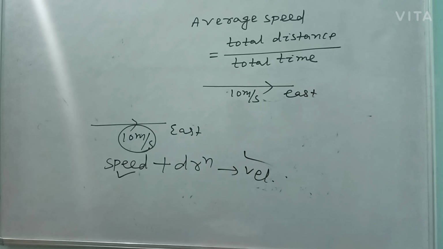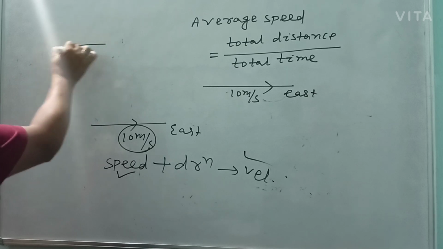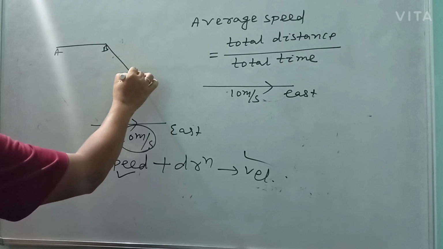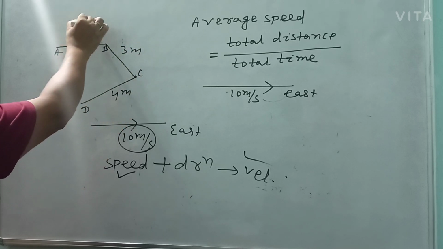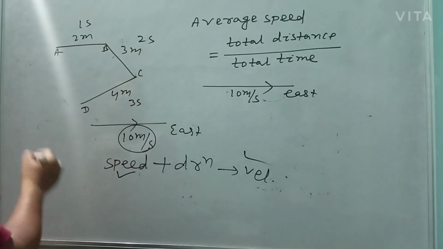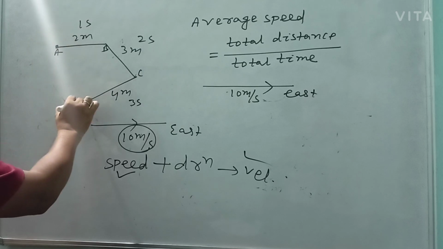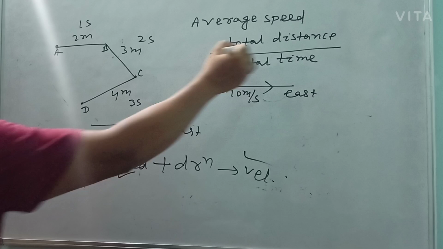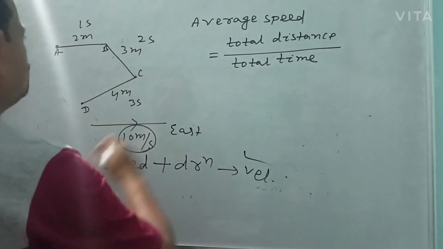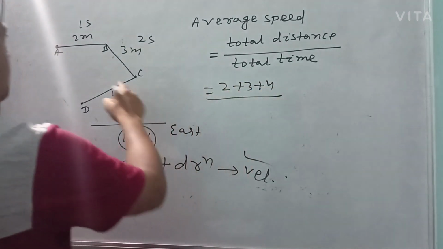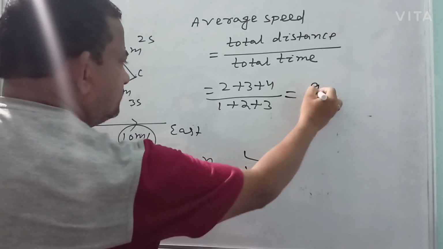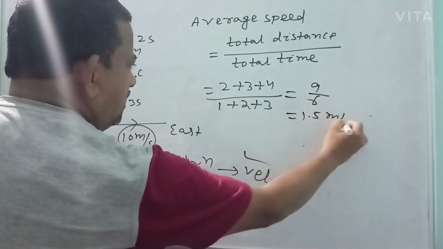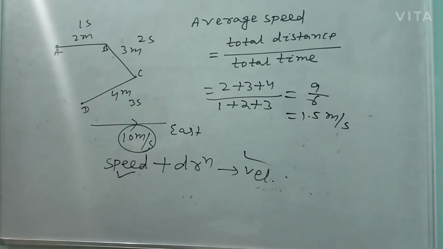If I consider one example, suppose one moves from A to B then B to C, then C to D. Suppose 2 meter, 3 meter, 4 meter. Here it is 1 second, here it is 2 second, here it is 3 second. So what is average speed from A to C? Total distance. That is what? Total distance means, how can we write? That is 2 plus 3 plus 4 divided by total time, 1 plus 2 plus 3, that gives you 1.5 meter per second. This is what average speed, total distance divided by total time.